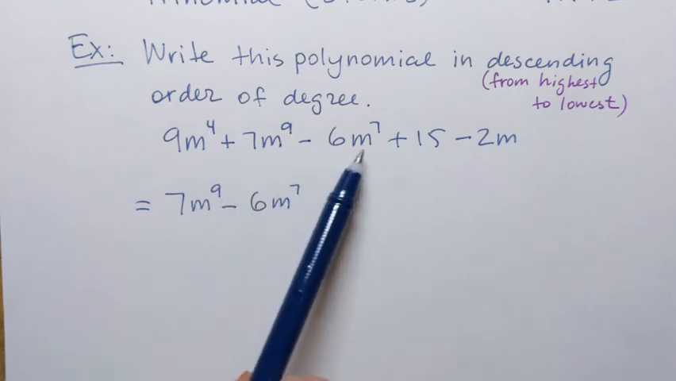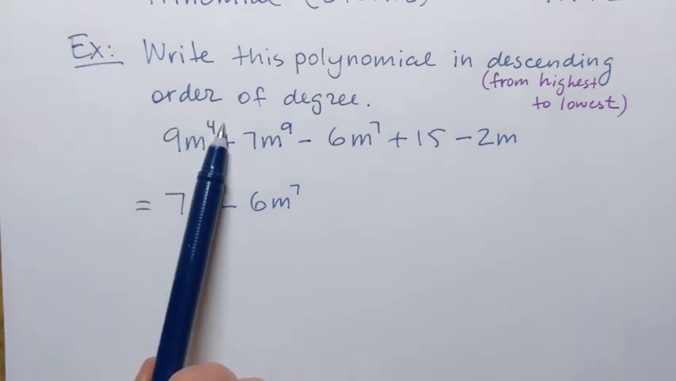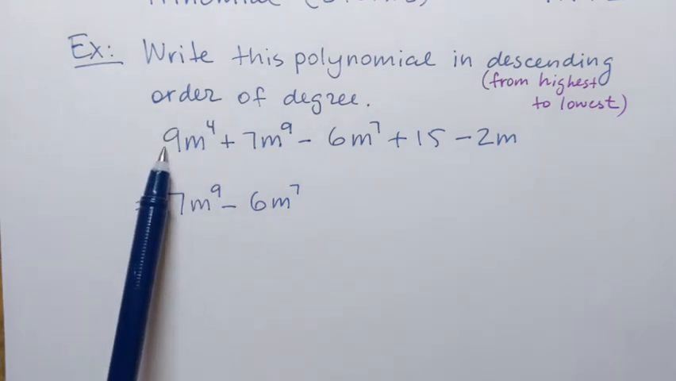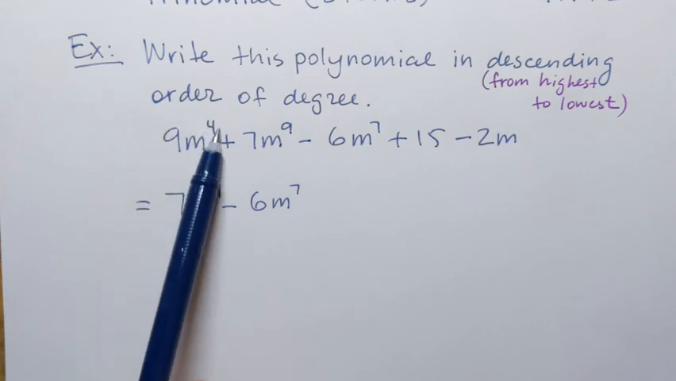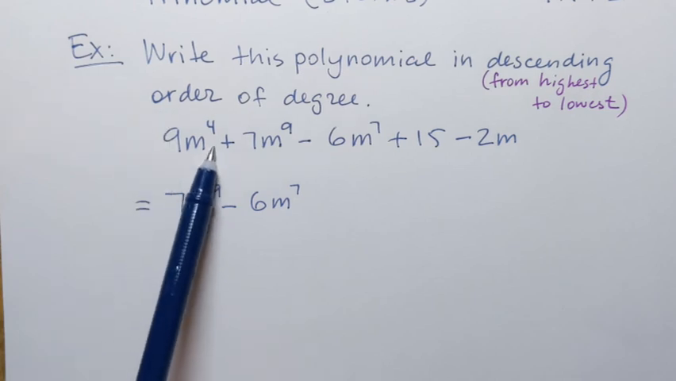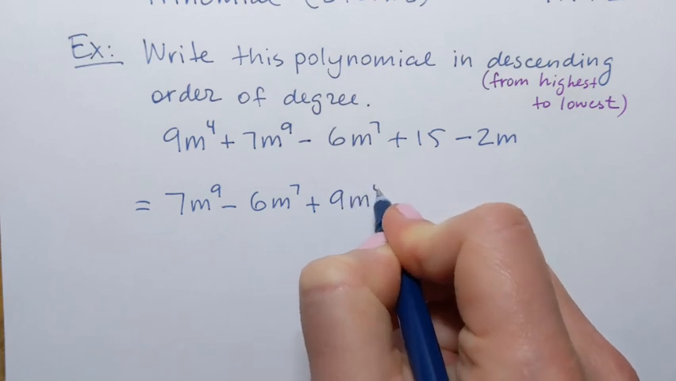Now, what sign should I put next? So notice how all terms are separated by pluses or minuses. So when I write 9m to the 4th, what sign do I put in front of it? Well, it's going to be plus, right? Because it's a positive term. Obviously, it's not negative, because in that case, we would have minus in front. So it's not negative, so it means it's positive. So I will put plus 9m to the 4th power.